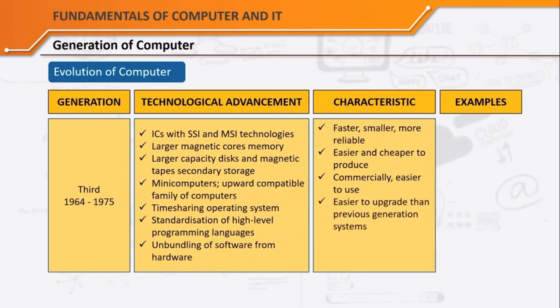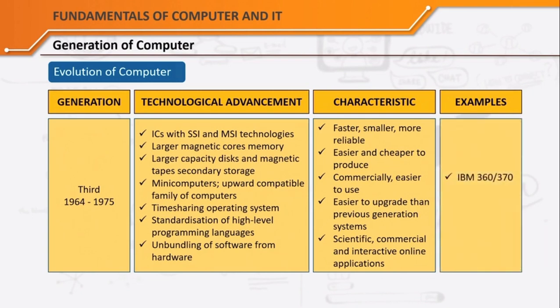And this upgradation is done in terms of their previous generation systems. Then finally, the last characteristic is that they are scientific in nature, commercial, and also interactive online applications can be created in this third generation computer. A few examples of third generation computers include IBM 360 and 370. Then we have PDP-8, PDP-11, and then another most common computer, CDC 6600. So these are a few examples of your third generation computer.